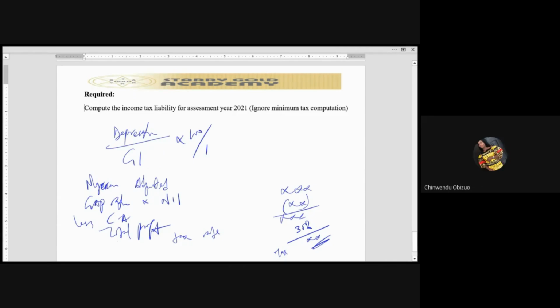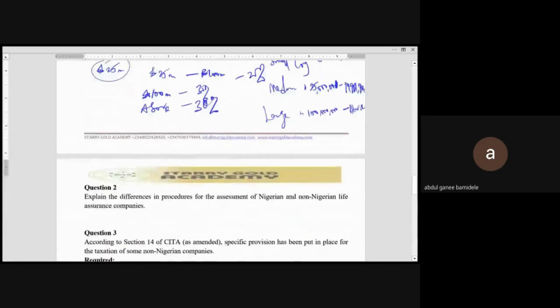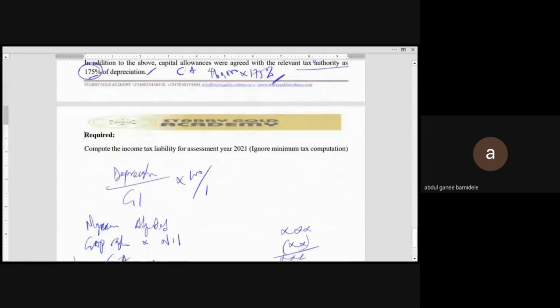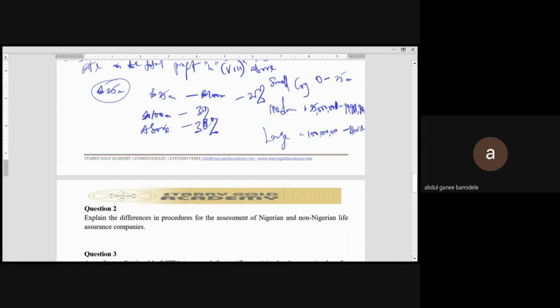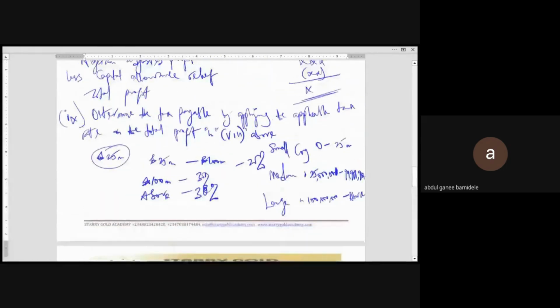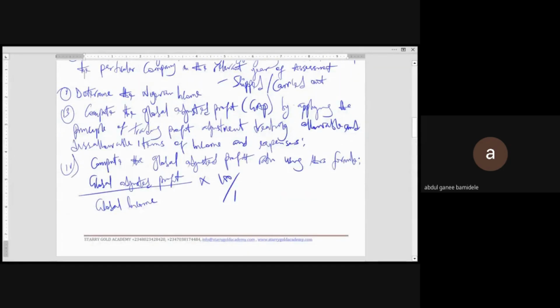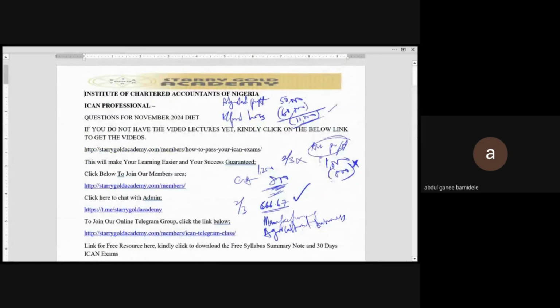Okay. So go and practice this question. After you have practiced it, you can then look at the suggested solution that will be shared with you. How many minutes have you taken? 10 minutes.